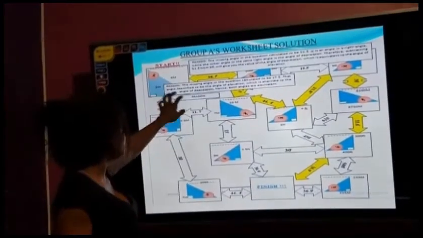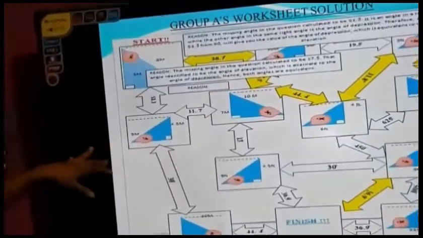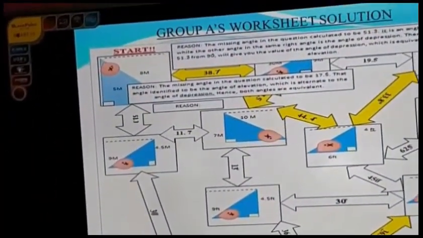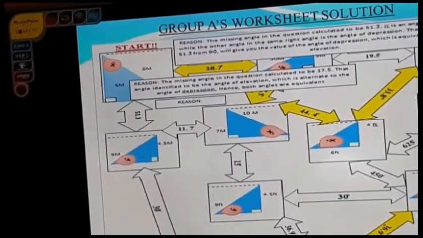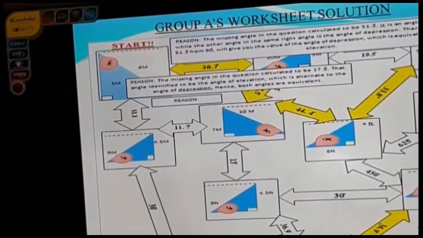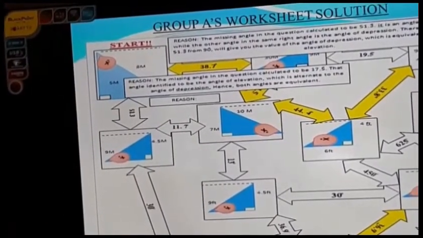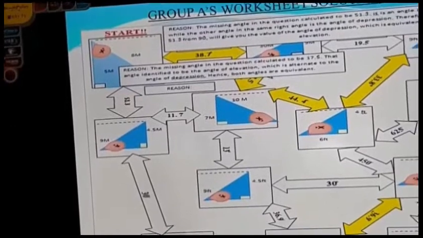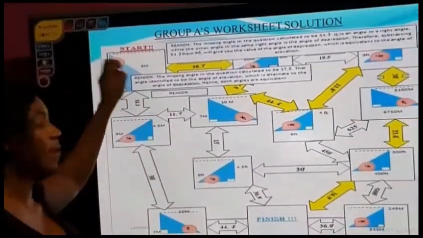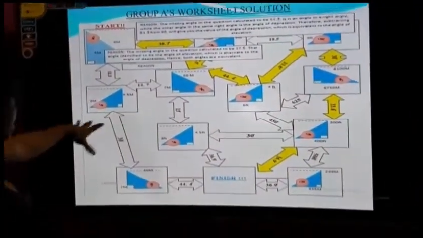And the next reason, for the next one, is that the missing angle in the question was calculated to be 17.5 degrees. That angle is identified to be the angle of elevation, which is alternate, as I mentioned, to the angle of depression. Hence, both angles are equivalent. So this is the end result of what Group A students solved, right?